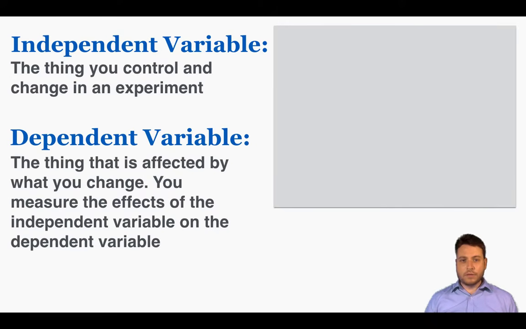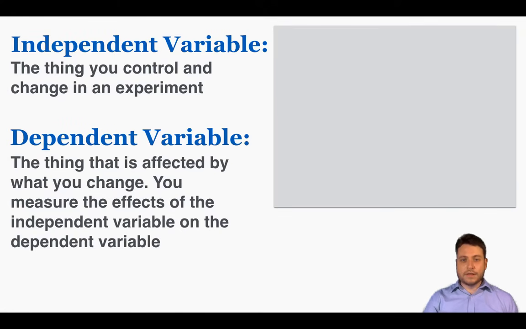The independent variable is the thing that you control and change in an experiment, whereas the dependent variable is the thing that is affected by what you change. You measure the effects of the independent variable on the dependent variable. That's what your whole lab report is based around. How does the independent variable affect the dependent variable?